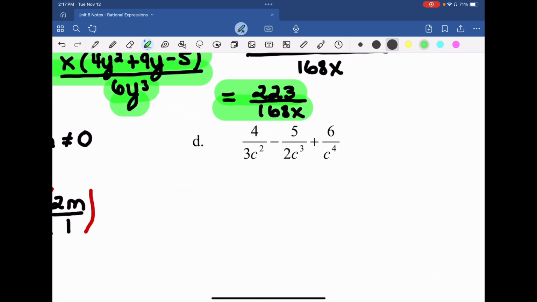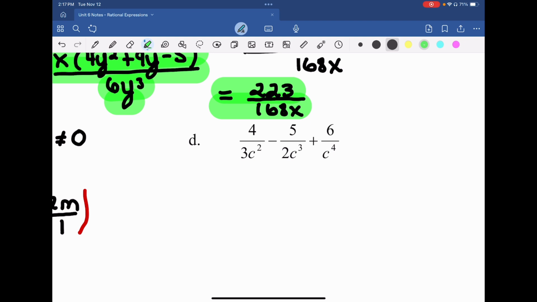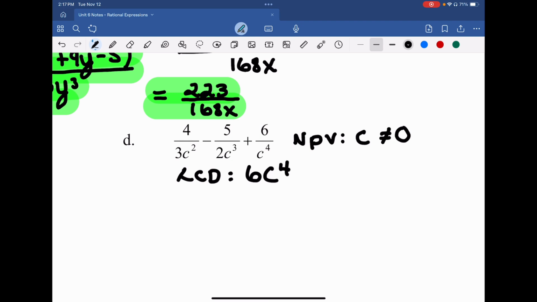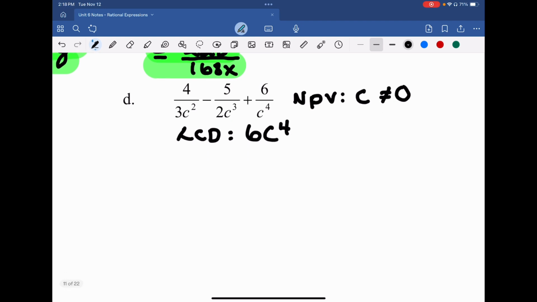Part D is very, very similar to ones we've solved before. We look at this and see the denominator: it looks like we just can't have c be 0, because it would wipe out those terms, and we don't want a denominator that's 0, or else it makes it undefined. Now, we look at 3, 2, and 1. The first number that those all multiply to is actually 6. So our LCD, or LCM if you really want to, is 6. And then the highest power of c is c to the 4. So each denominator has to be 6c to the 4.